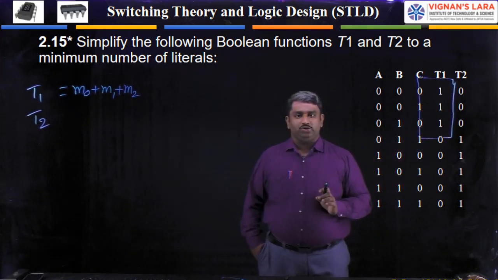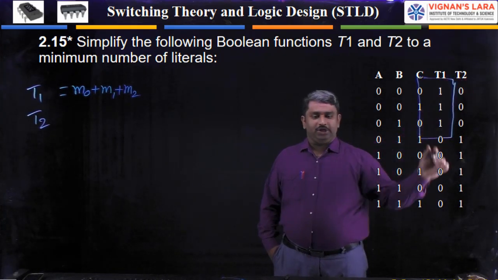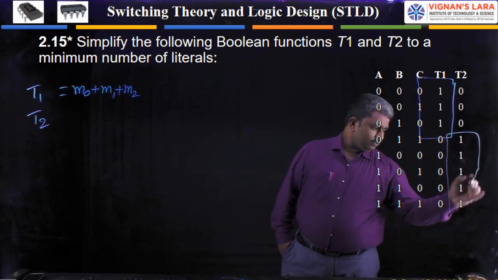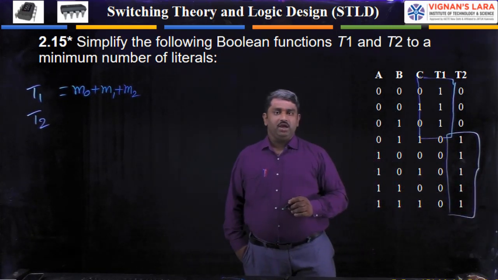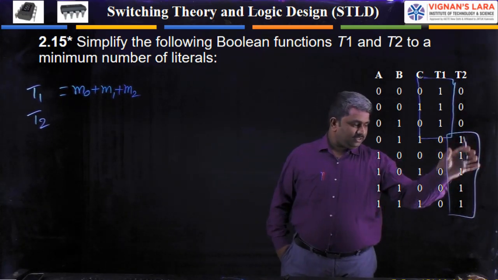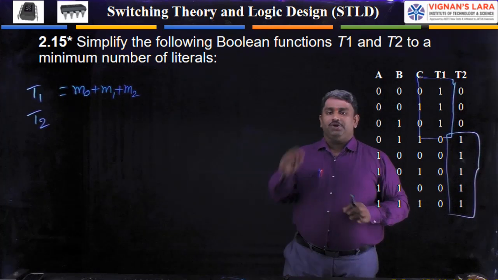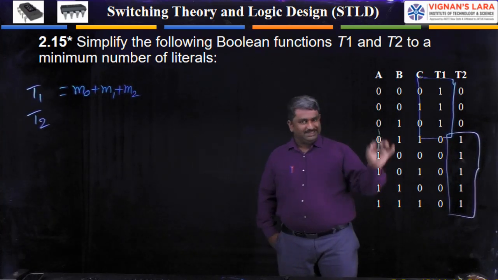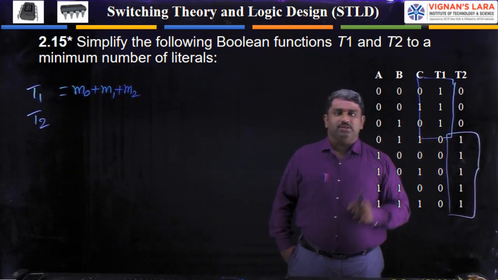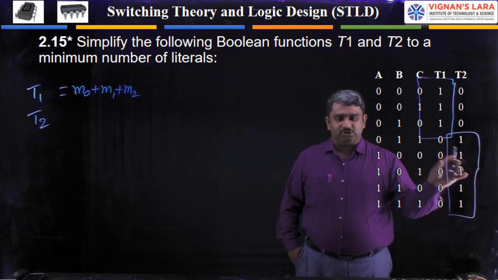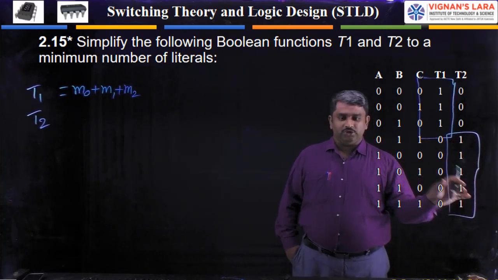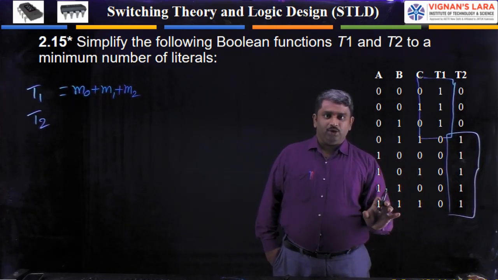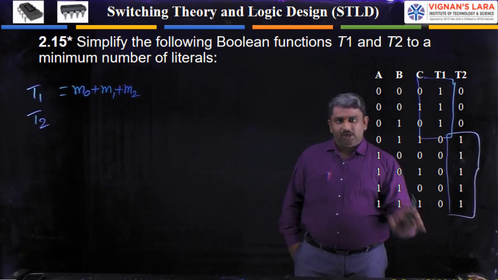Next, coming to the second function T2, these are the output functions. The ones are representing the T2 function, and the zeros are representing not T2. So whenever the output is equal to 1, only then do you have to consider those rows. When T2 is on, what are the inputs? 0 1 1, 1 0 0, 1 0 1, 1 1 0 and 1 1 1. So these are the input combinations.